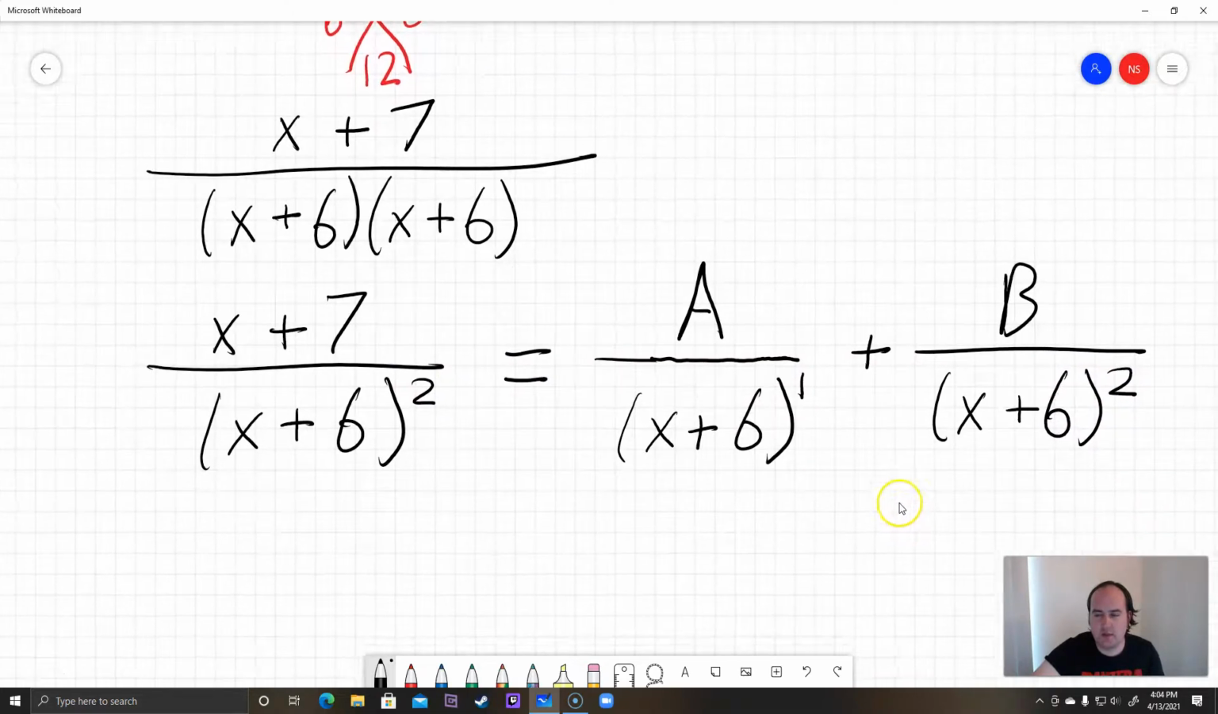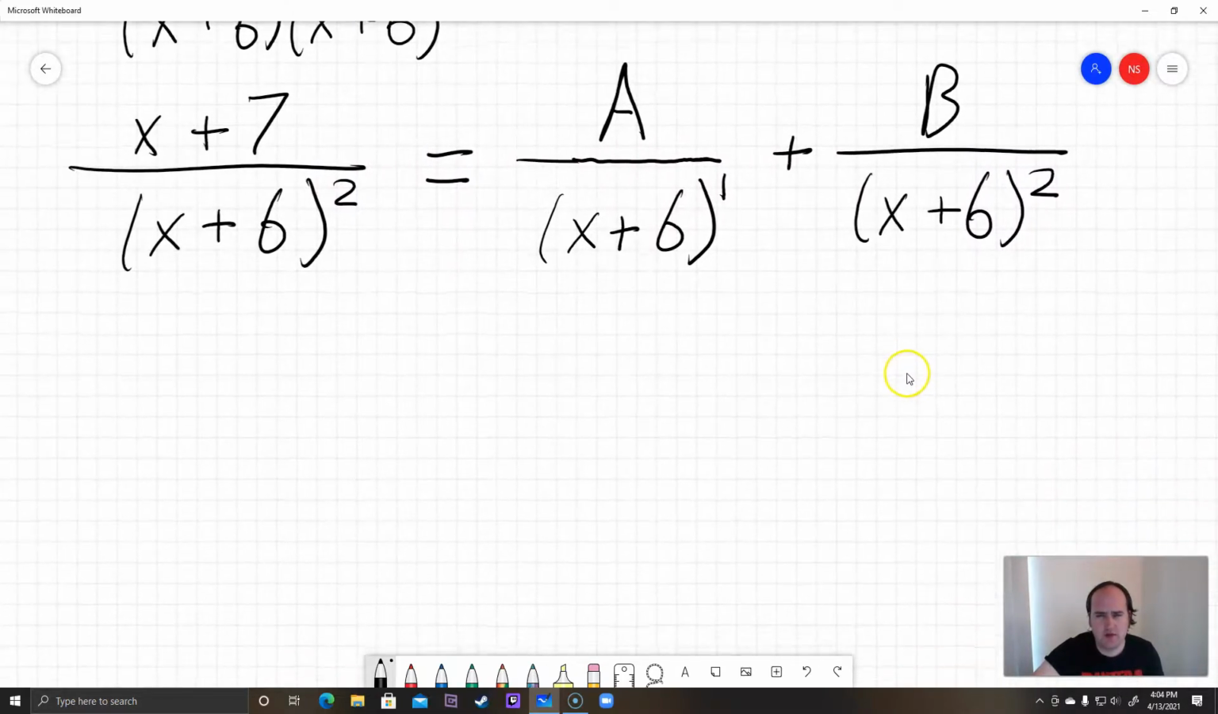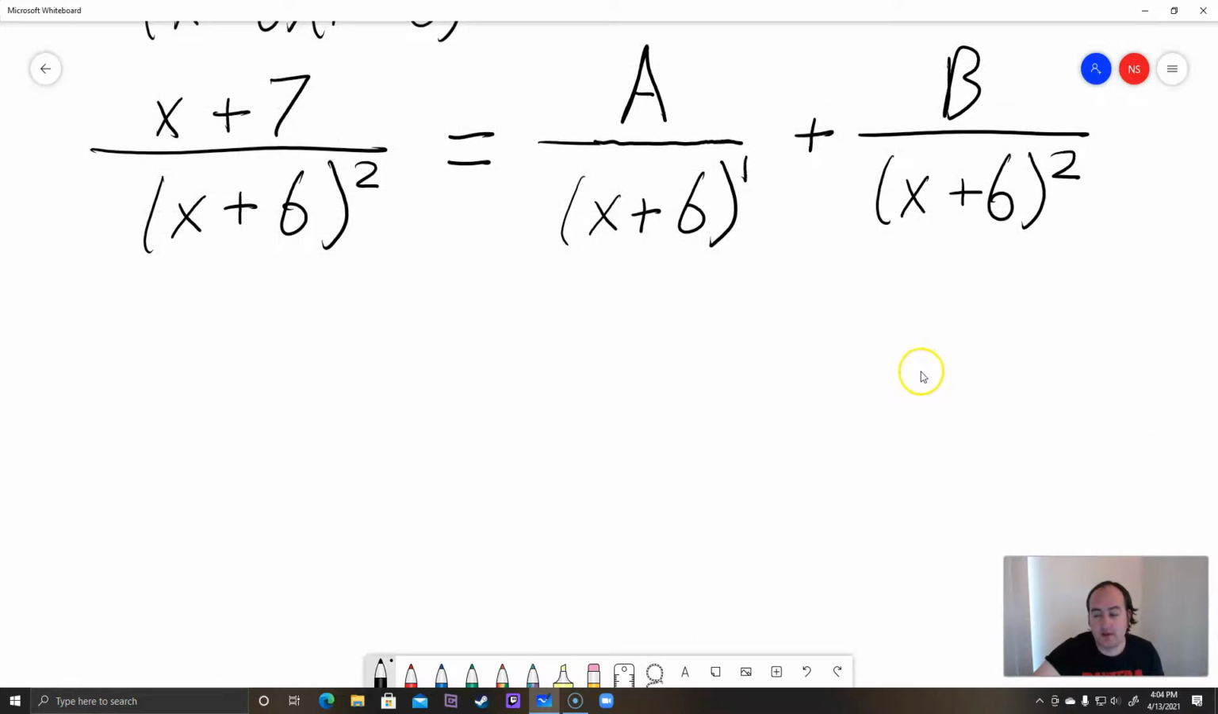Okay, and we're not going to be doing one with a cube, but I think you can imagine what it would look like with a cube. So let's say it was x plus 6 quantity cubed in the denominator. Then you would actually need an x plus 6 to the 1, an x plus 6 to the 2, and an x plus 6 to the 3. So it would be a over x plus 6 to the 1 plus b over x plus 6 to the 2 plus c over x plus 6 to the 3. But we're not doing cubes here, we're just doing squared in your homework, at least so far. So we're not going to worry about that yet.